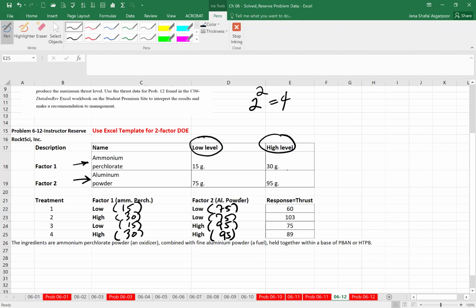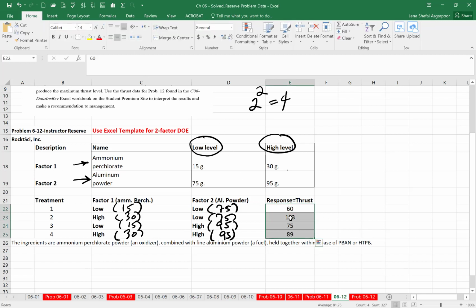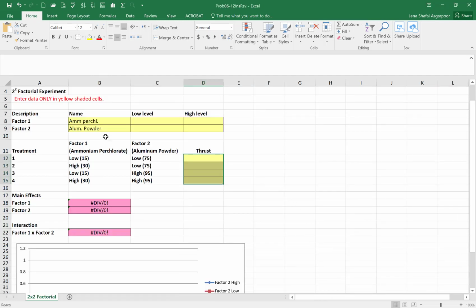So when these combinations of ingredients were used, the thrust measurements were different, right? These thrust measurements were 60, 103, 75, and 89. So we want to conduct this test and see what our outcomes are. For this problem, I will go ahead and use the template that the author has provided. You can see that I've already inputted the names of the factors. The low level is 15 grams here, and for high of ammonium perchlorate we have 30 grams, then 75 grams and 95 grams for aluminum powder. The thrust levels that were recorded were 60, 103, 75, and 89.